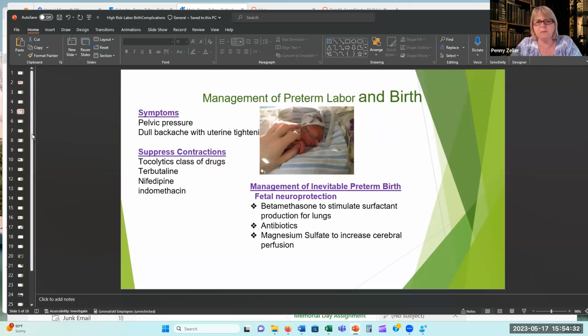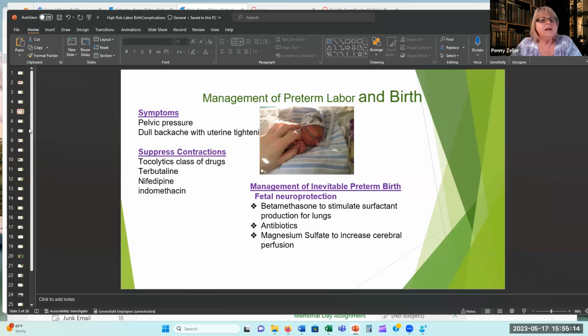How do we manage these babies? If we know that a woman's having regular contractions, she's got low back pain, some signs of preterm labor, early signs are pelvic pressure and low back pain. So if she's starting to experience that, we're going to get her in the hospital and monitor her for a while and her baby, and we will try to stop the contractions by using a tocolytic. Okay. We also begin magnesium sulfate.